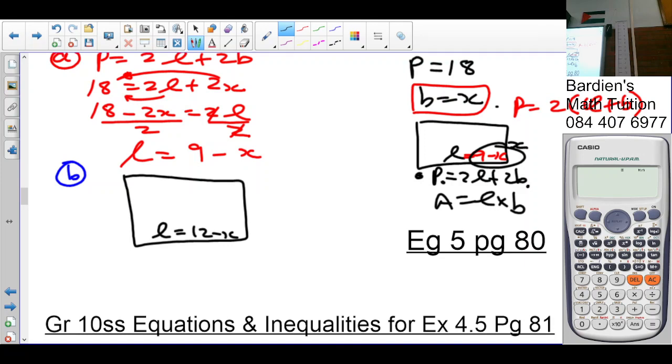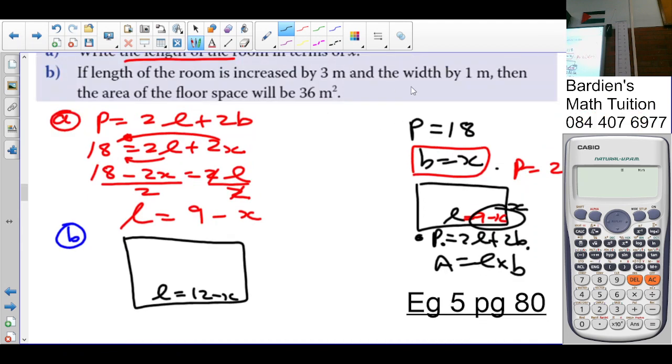And the width is increased by 1. The width is then increased by 1, which is the breadth, so it becomes x plus 1. Then the area of the floor space will be 36 meters square. If the length of the room is increased by 3 and the width by 1, then the area of the floor space will be 36 meters square. So what's the question?